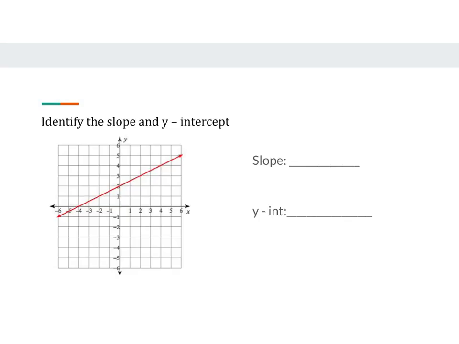To begin with, let's review finding the slope and the y-intercept given a graph. To identify the slope of our line, we're going to read our line going from left to right, and we can see that our slope is definitely increasing. So this line would have a positive slope.